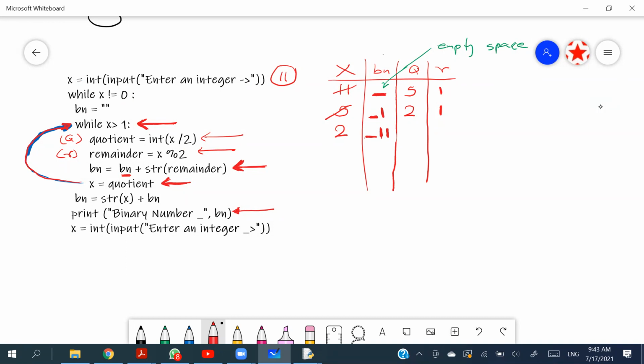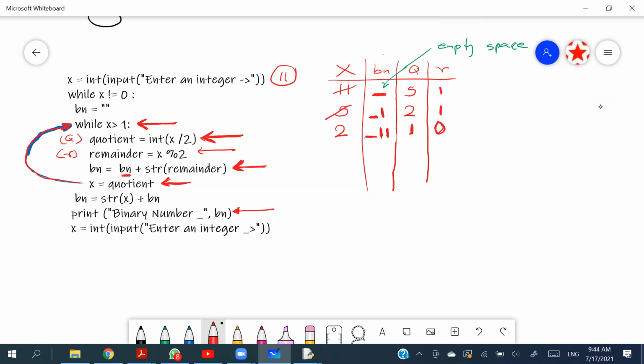So correct. So it comes to the next line, calculating the quotient. So 2 divided by 2, which is going to be 1. 1 is converted into the integer. So it is 1 anyway. So quotient will become 1. The remainder is calculated. 2 divided by 2, so no remainders. So that means 0. So the remainder is given the value 0.